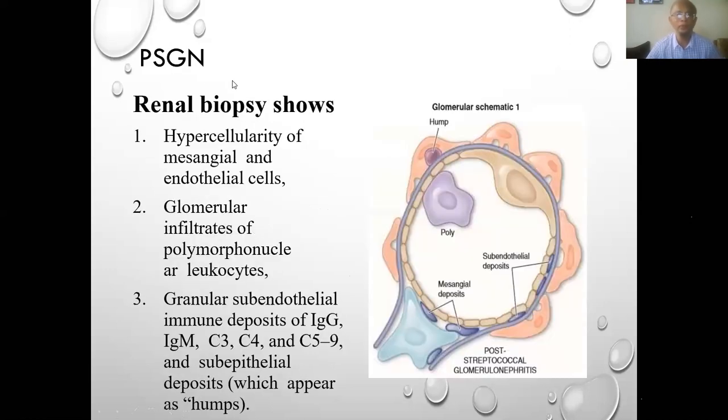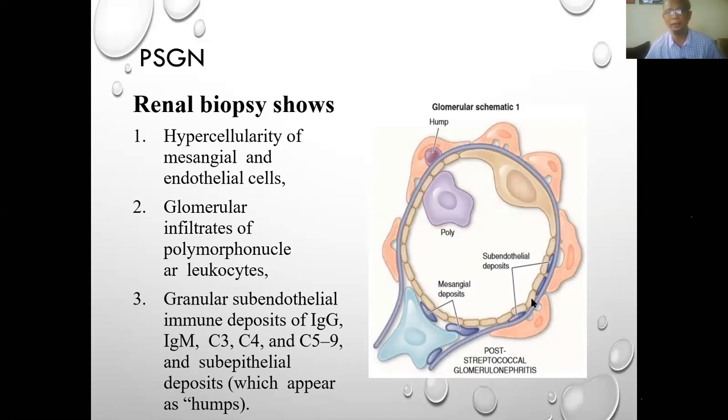Now you see what you will get when you do the renal biopsy in post-streptococcal glomerulonephritis. You are seeing hypercellularity of the mesangial and endothelial cells. There are mesangial deposits, and the endothelial cells will be proliferated, and there are also subendothelial deposits and granular infiltration of polymorphonuclear leukocytes.